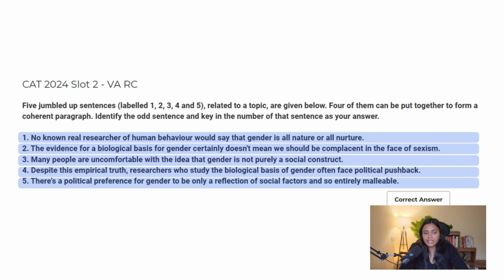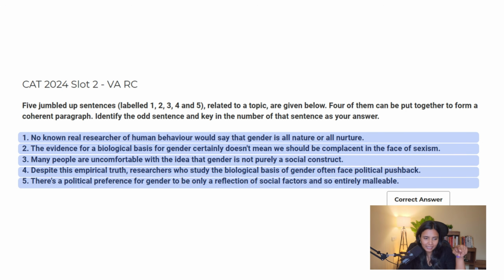Okay, let's see if we can find any sure short pairs. Okay, so there are 2 sentences which touch political something. So I'll just try to see if 4 and 5, either in the order 4-5 or in the order 5-4, makes any coherent pair. Despite this empirical truth, researchers who study the biological basis of gender often face political pushback. There's a political preference for gender to be only a reflection of social factors and so entirely malleable. Not sure of the correct order, but feels like 4 and 5 is a sure short pair. So we have an opening line and some sense of a pair.